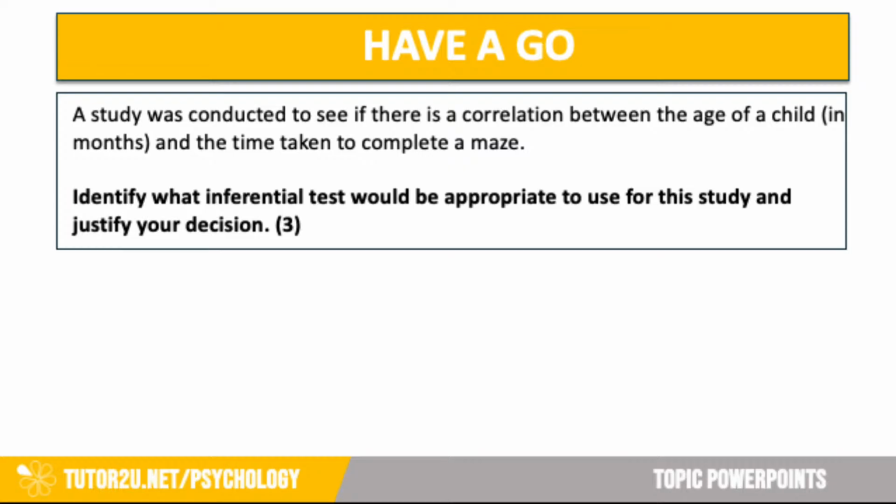You've got even less here to work with. A study was conducted to see if there's a correlation between the age of a child in months and the time taken to complete a maze. So thinking about what we've just done, thinking about your levels of measurement, can we spot any? Are we being told whether it's correlation and relationship or experimental and a difference? Have we got any suggestion of a design, related or unrelated? Pop your answer in the chat.